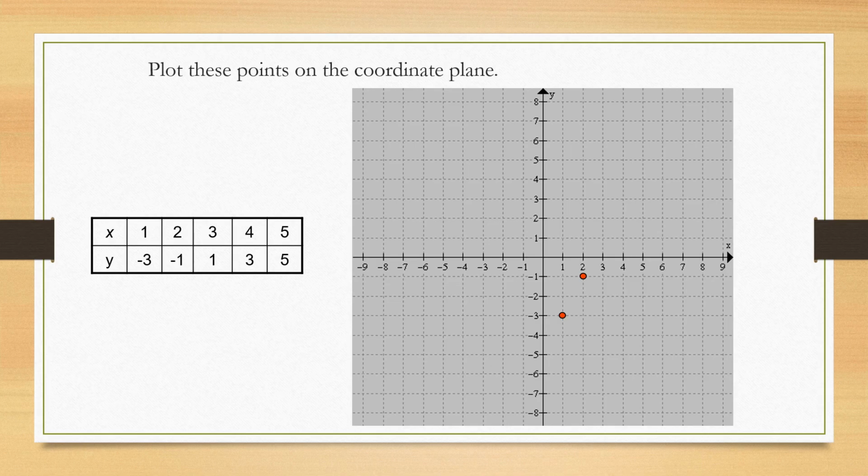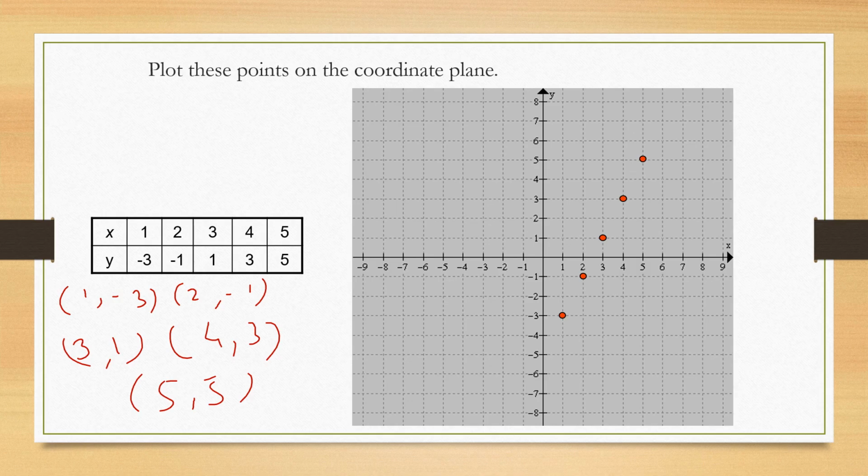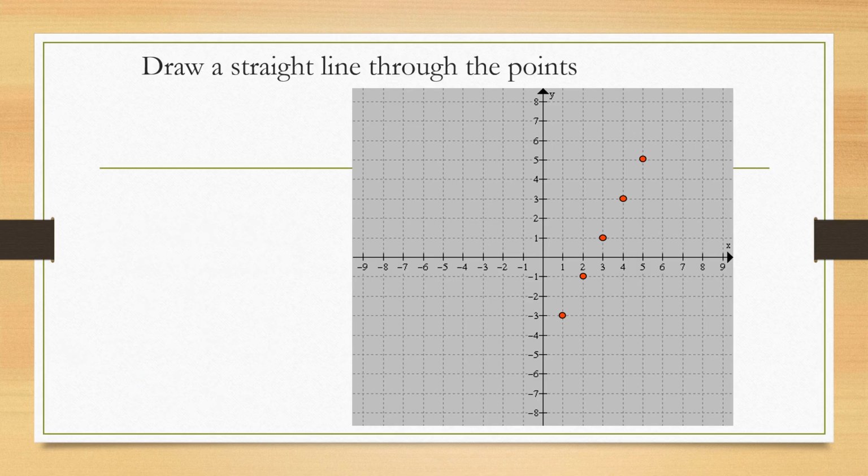You know the solutions we write in an ordered pair, or all the points on a coordinate plane are always represented by an ordered pair. 1 comma minus 3, first value. Second value was 2 comma minus 1. Third value is 3 comma 1. Fourth value is 4 comma 3. And the last value we have taken is 5 comma 5. If you join all points, you will get a straight line. Remember.